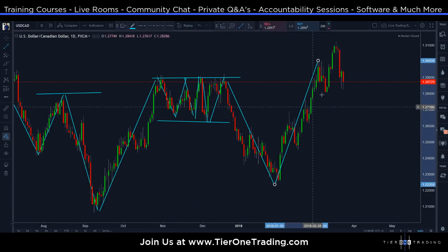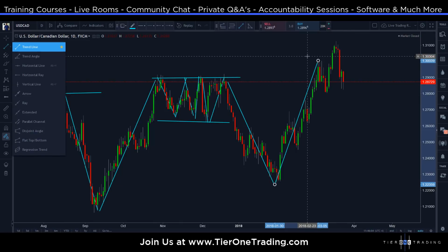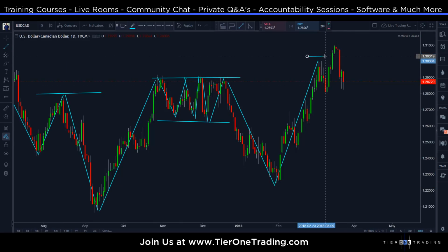So our recent move after this, if we're going to call this our new structure high, this is the point that is going to validate our bullish trend, right? This higher high, higher close.